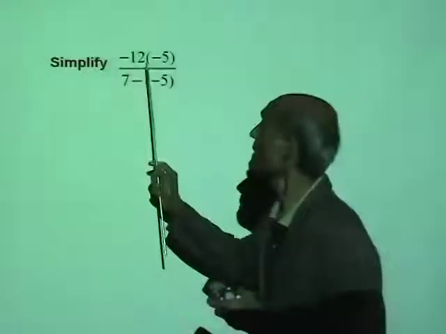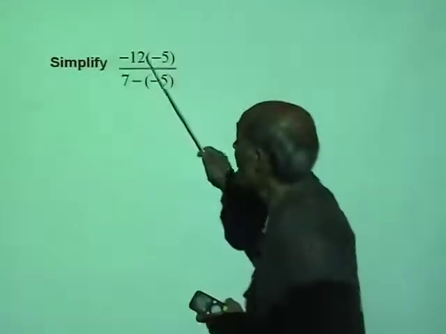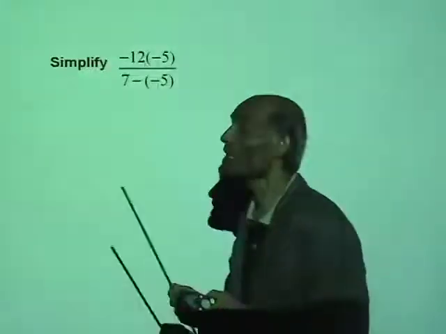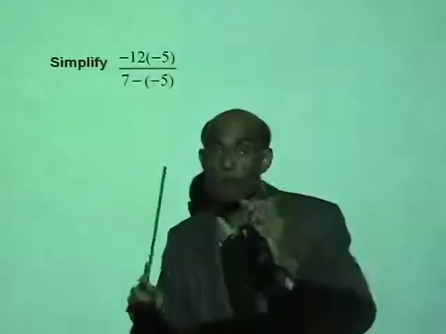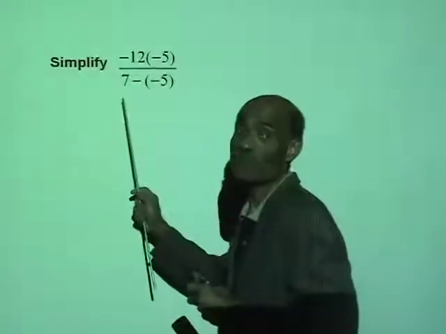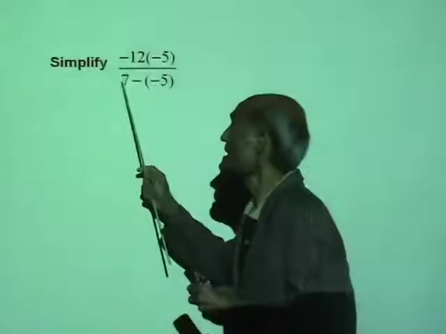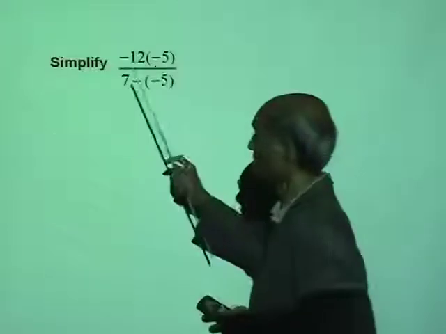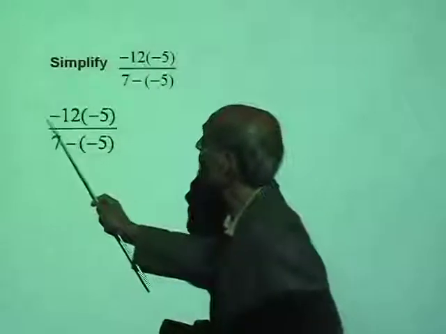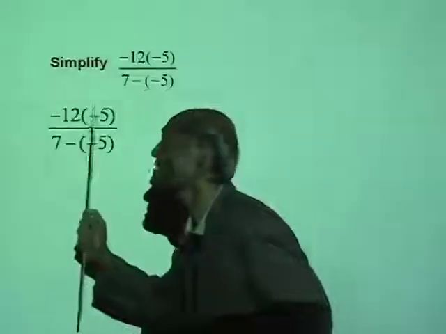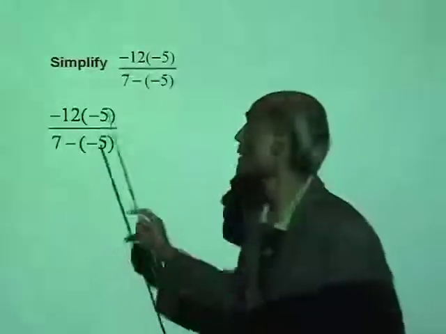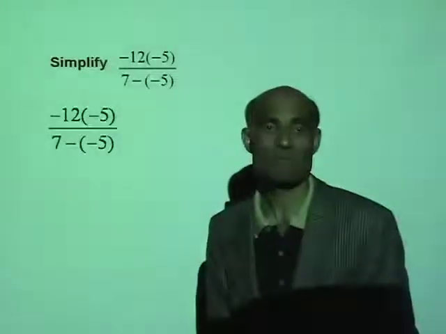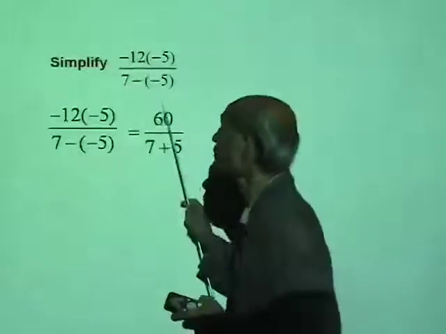Another one. Simplify. Negative 12 times negative 5 over 7 minus negative 5. You need to read this correctly. So the numerator says negative 12 multiplied by negative 5. Can you read the denominator? What does that say? 7 minus negative 5. Alright. Now on the numerator you are multiplying a negative number with a negative number. What is negative 12 multiplied by negative 5? That will be positive 60.